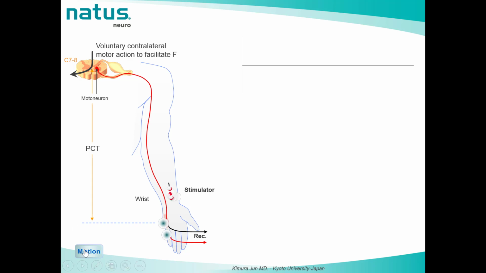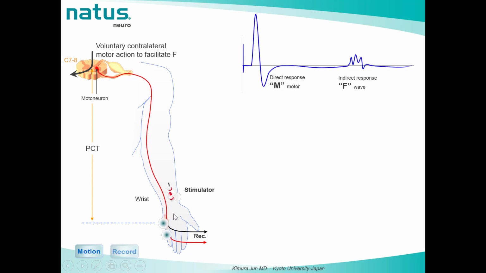So, to better describe what was said earlier about the bidirectional stimulation, one can see that when we stimulate, we have a first response going straight from the stimulator to the recording electrode, giving us the M response. The second direction takes the stimulus up to the spinal cord and then back into our ADM to have the indirect response called the F wave.